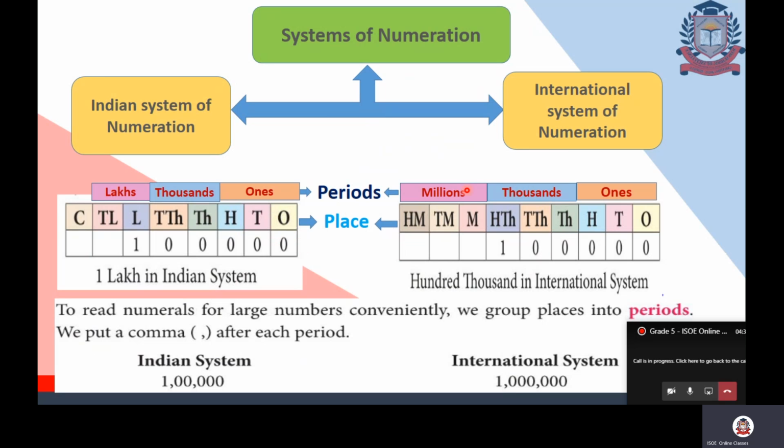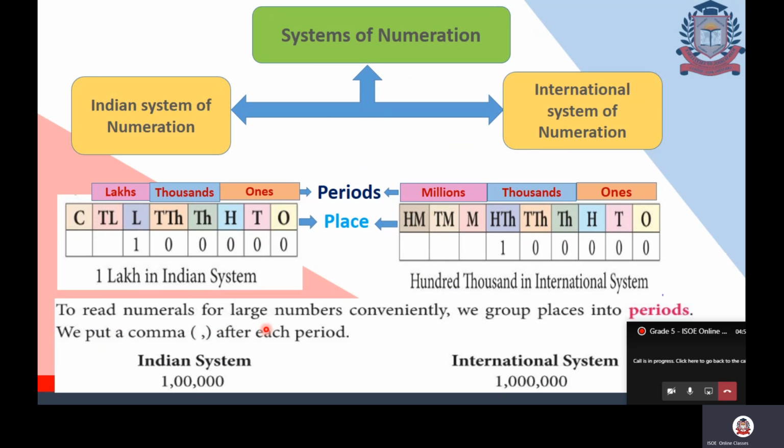Okay, so again, in international systems of numeration, we have thousands, 10,000s as well, but after that we have hundred thousands here. But in Indian system of numeration, we have only 10,000. After that, we have lakhs and 10 lakhs.